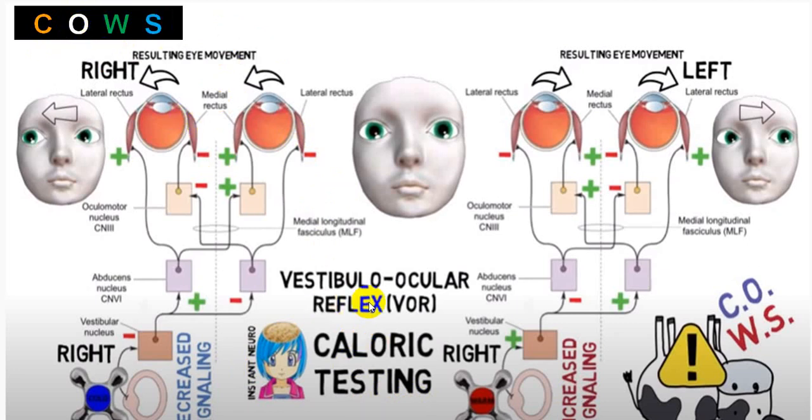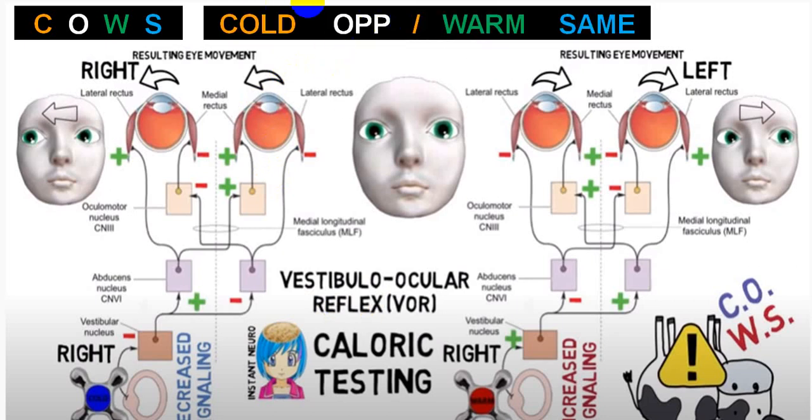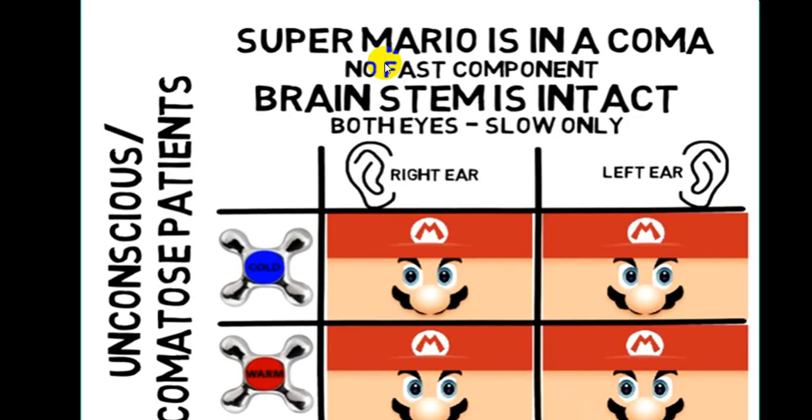So usually it is a fast component and a slow component. If you don't remember, forget about that. Remember that if you can elicit the reflex, that means the vestibular apparatus is working. So usually it is said that there is no fast component in coma. If the brainstem is intact, you will be able to elicit the caloric reflex if there is no damage to the vestibular apparatus or the brainstem.